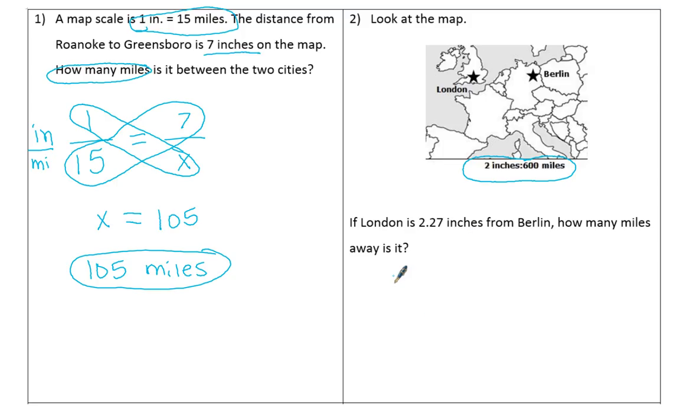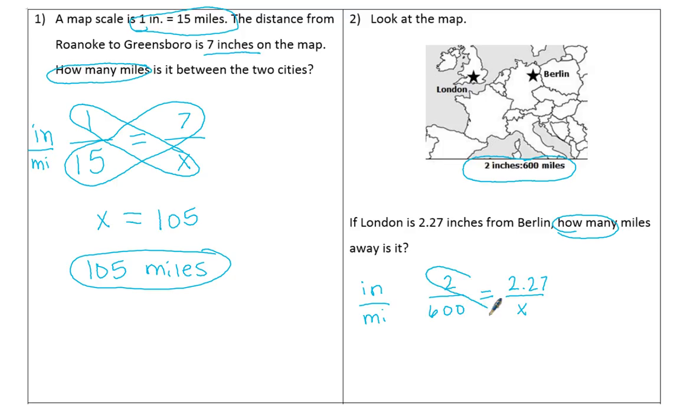So our scale factor, what we know is what's given in that map. So again, let's just do inches over miles. And they tell us that 2 inches is equivalent to 600 miles. So 2 over 600 is the first side of our proportion. And then they told us that London is 2.27 inches from Berlin. And so we put that over x because it says how many miles, and we don't know how many miles that is, so x is our variable.